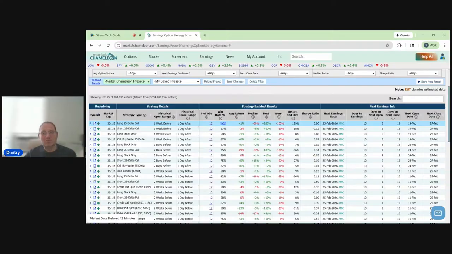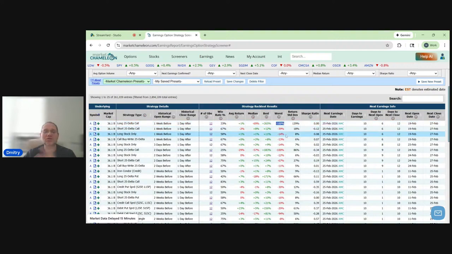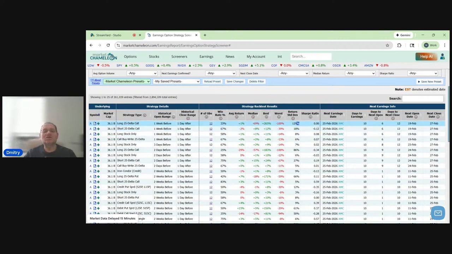And when it was unprofitable, it doesn't mean it lost 100% of its value. It could have been 10%, 20%, or 100%. So the average return was 1%. The median return was negative 69%, meaning half the observations were above that, half were below. The best return was up 265%. The worst, it was down 100%, lost everything. This is the standard deviation of those returns and the Sharpe.